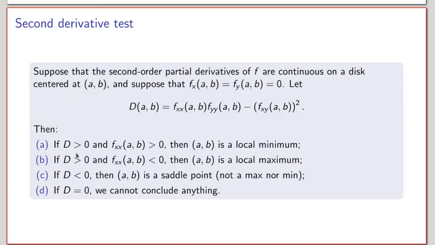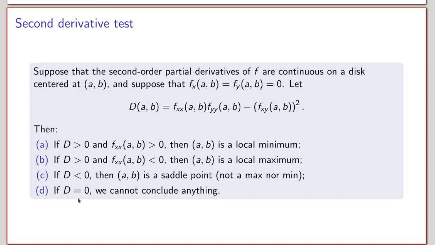If D is greater than 0 and the second order partial derivative with respect to x is greater than 0, then (a, b) is a local minimum. If D is greater than 0 but the second order partial derivative with respect to x is less than 0, then (a, b) is a local maximum. If D is less than 0, then (a, b) is a saddle point, so it is neither a local maximum nor a local minimum. And if D is equal to 0, then the test fails and we cannot conclude anything.